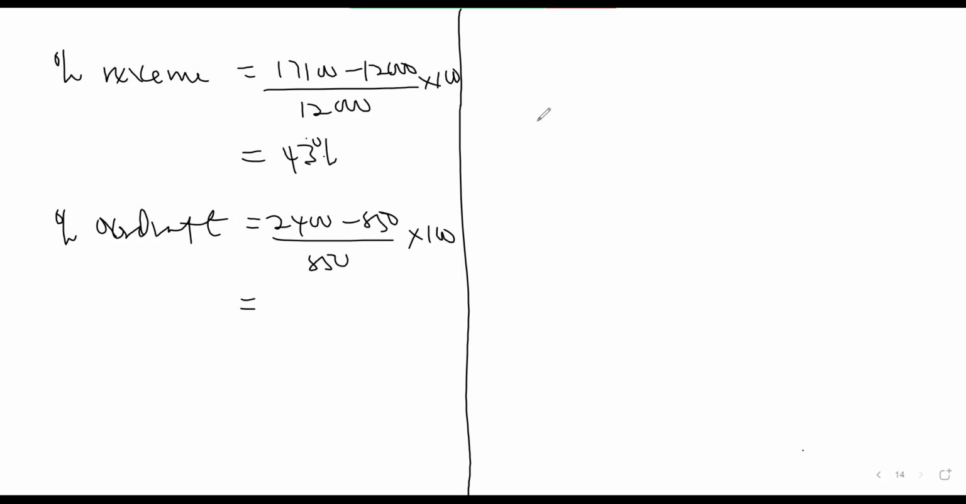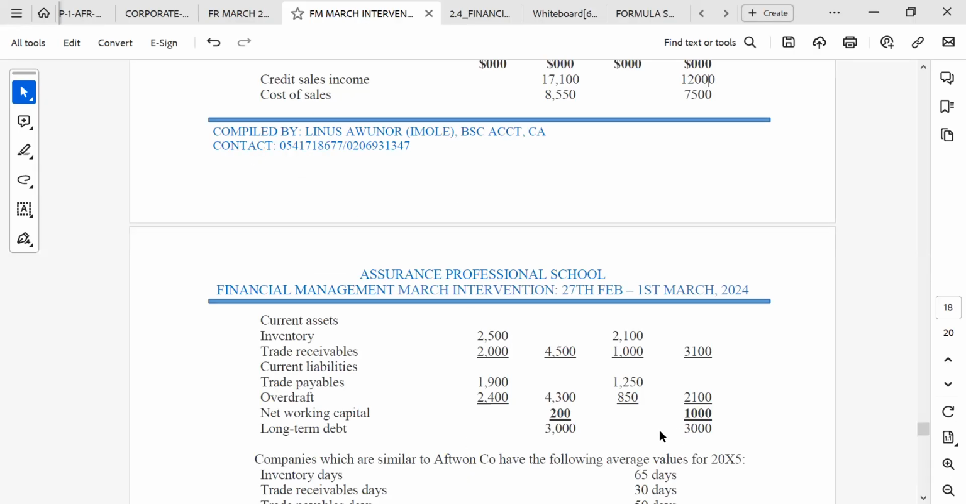It's 182%. Okay. So you can also use the increase in the long term. There is no increase in the long term. You can also calculate the increase in the payables. You can also calculate the increase in the receivables. That will give you 100% increase.